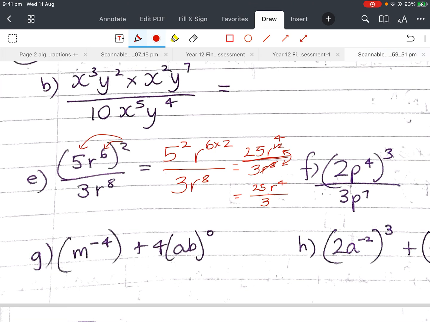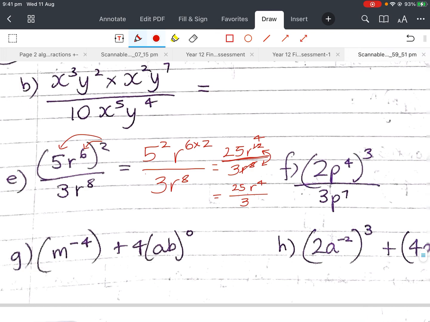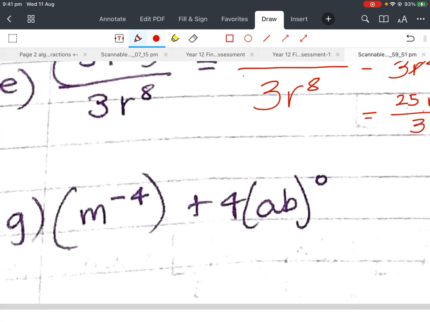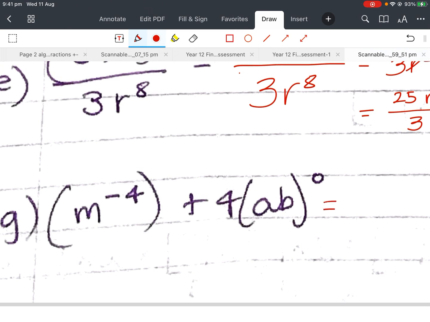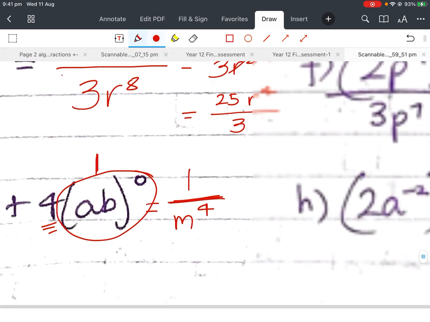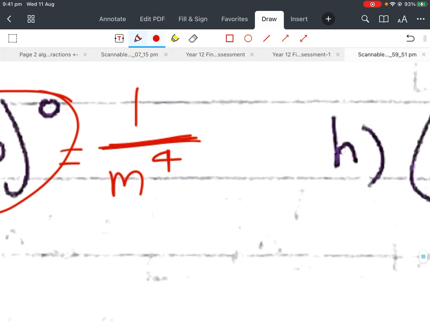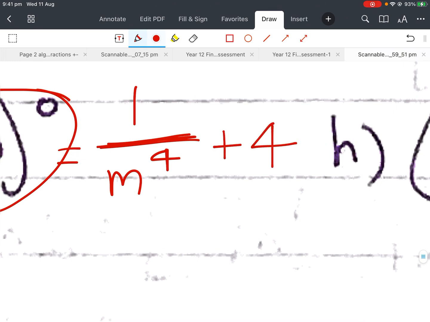Improper fractions. Alright, so let's have a go at G, and you can try F and H on your own. Alright, so M to the negative 4. Remember, the negative means draw a fraction line. The M and the 4 go on the bottom, the 1 goes on the top. Anything to the power of 0 equals 1. Now the 4's on the outside, so that means I'm going to go plus 4 times 1. So that's plus 4.